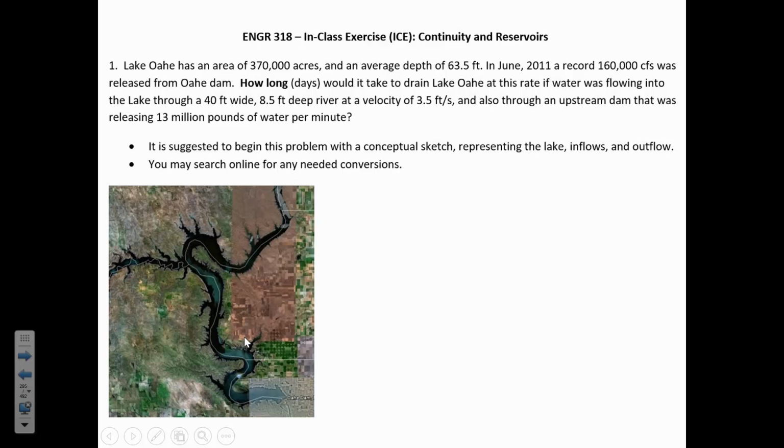So what I'd like you to do here is apply the principles of mass flow rate and volumetric flow rate, and try and figure out how long it is going to take for this reservoir to become drained. And you can search online for any unit conversions that you need. If you don't already know how many square feet are in an acre, if you don't have that one memorized, then you'll probably need to Google that, because you're going to need it to solve for how long it's going to take.